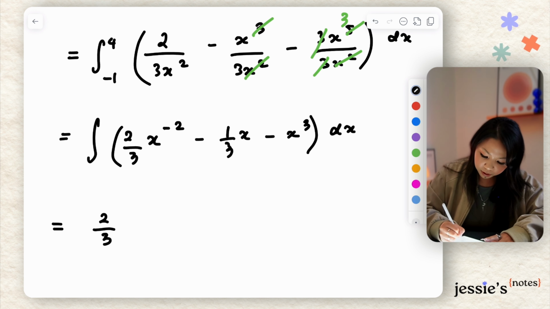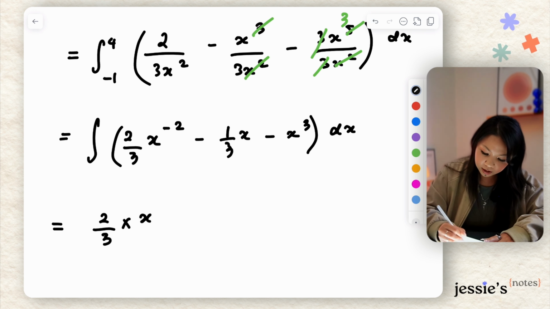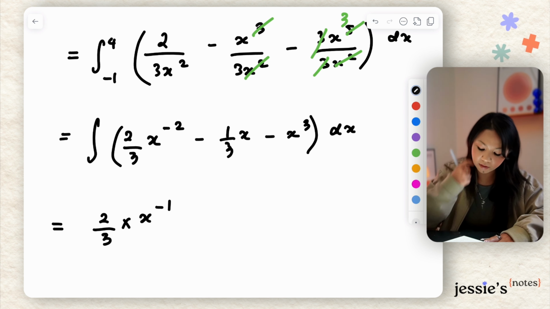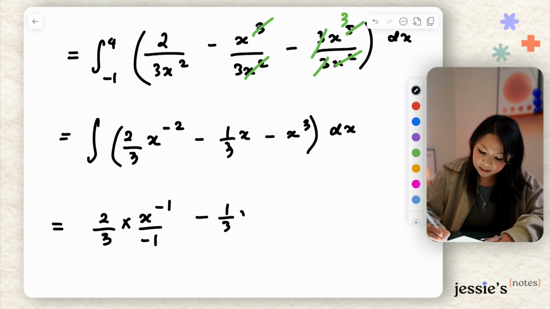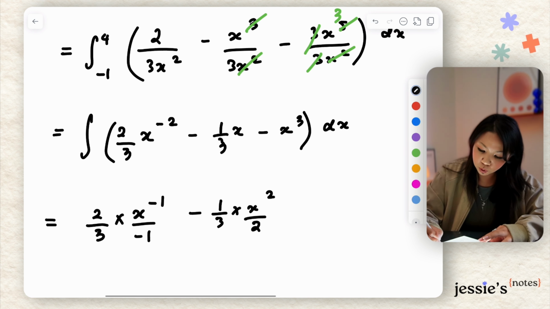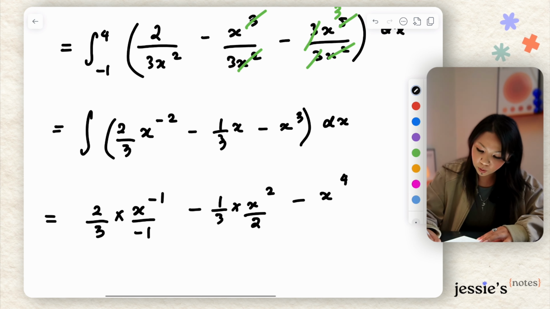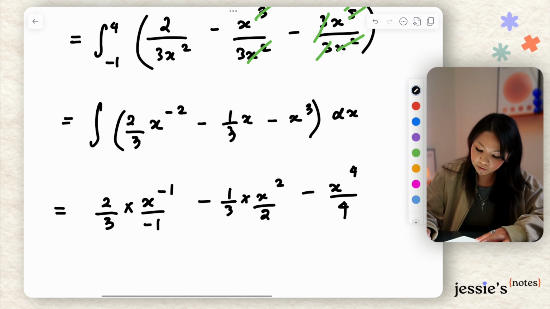So we get 2 over 3 times, when I increase this x by 1, we get x to the power of -1 divided by -1 like this. And then next, if I increase this x by 1, we get x squared divided by 2. And then this increases to 4 divided by 4.